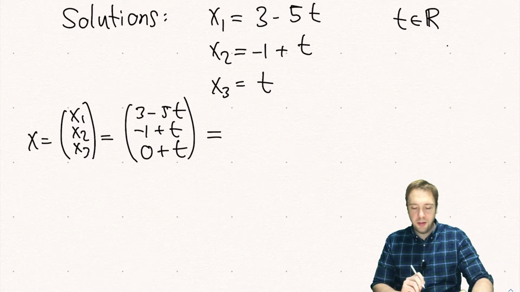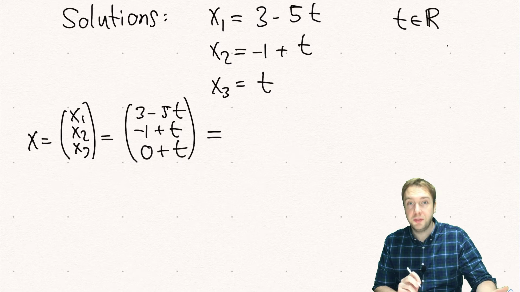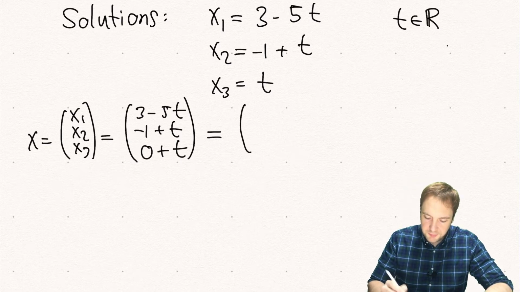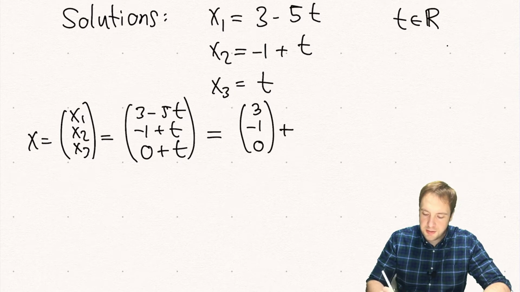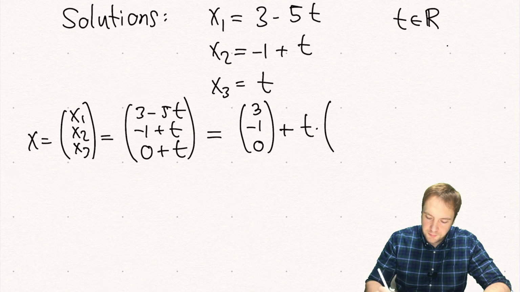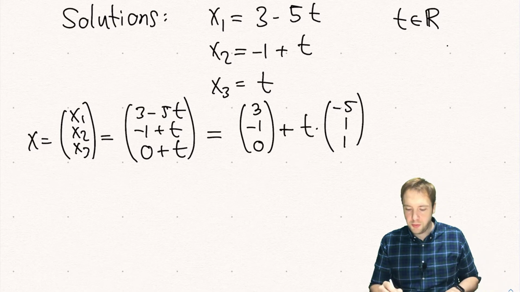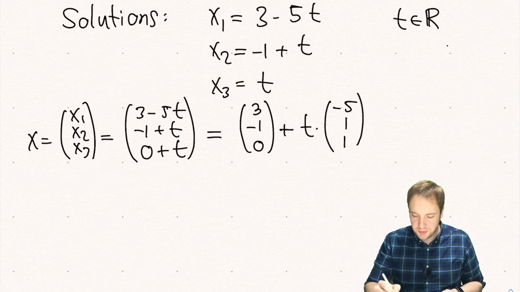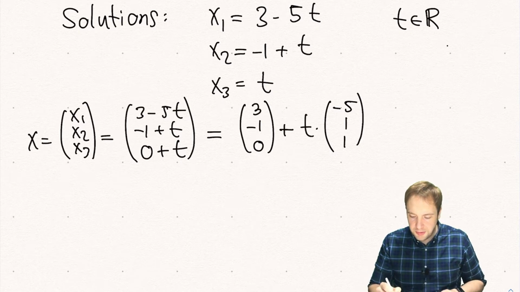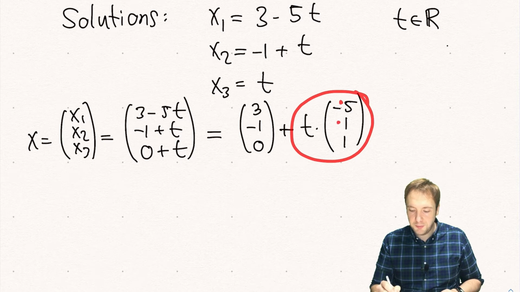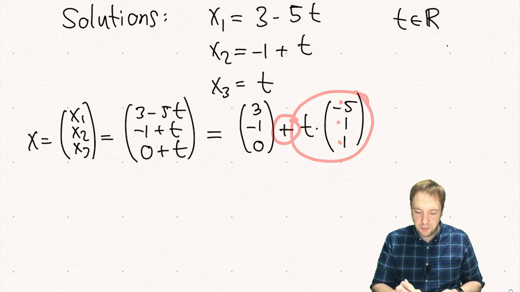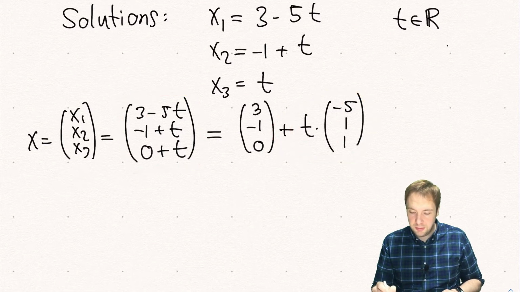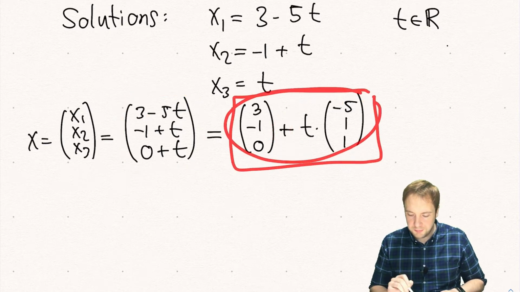And this we can rewrite by using the addition and scalar multiplication of vectors, because this is the same as saying we take the vector 3, minus 1, 0, and we add t times the vector minus 5, 1, 1. Here is the scalar multiplication. Sometimes we write a dot and sometimes you can leave it out. This just means that we multiply each entry with t, and adding means we add component-wise. So we get exactly this vector when we calculate this.